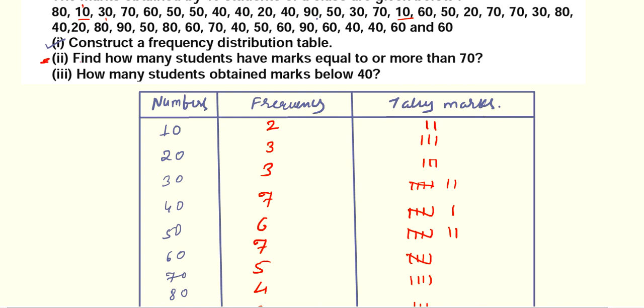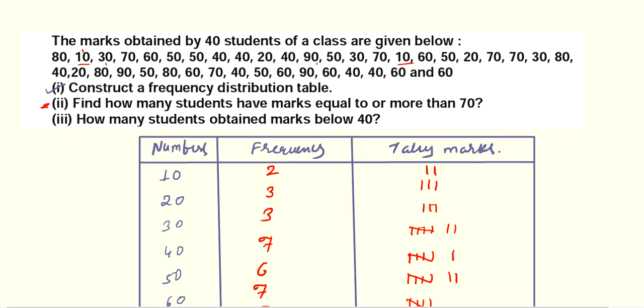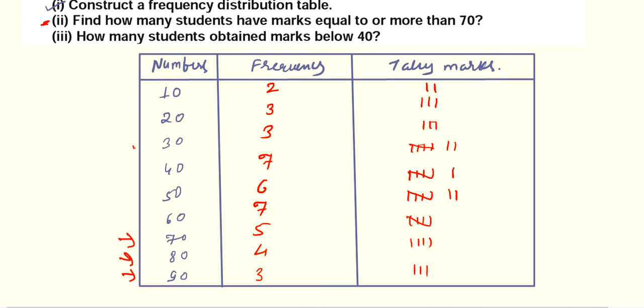Now the second question is: find how many students have marks equal to or more than 70. Equal to or more than 70, that means equal to 70 you also have to pick, more than 70 is 80 and 90. Okay, so you have to write students having marks equal to or more than 70 equals 5 plus 4 plus 3, so that is 12. 12 students are there. Then the third question is: how many students obtained marks below 40? Below 40 means what? 30, 20 and 10. Simply add, this is 8. 8 students will be your required answer. Okay, so like this you have to solve exercise 21A.